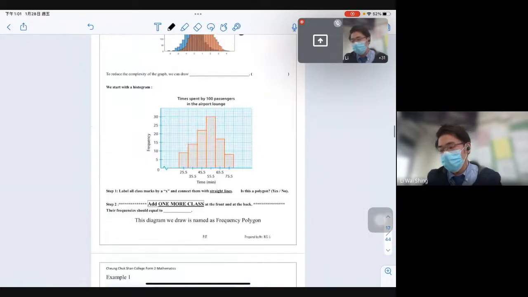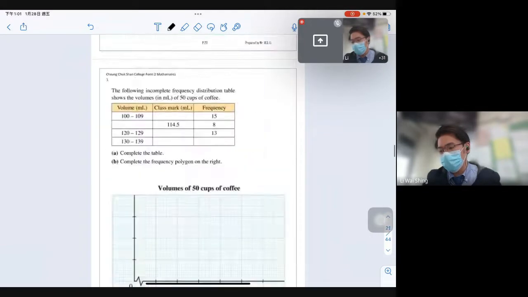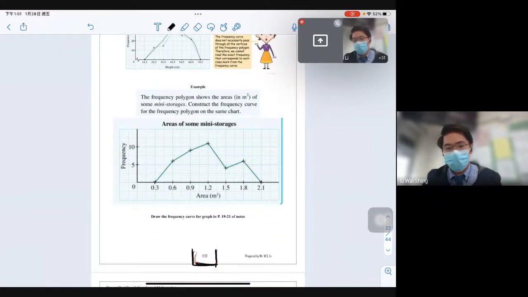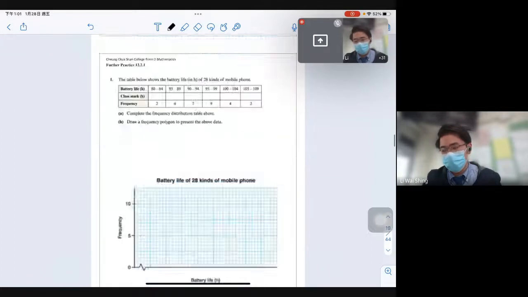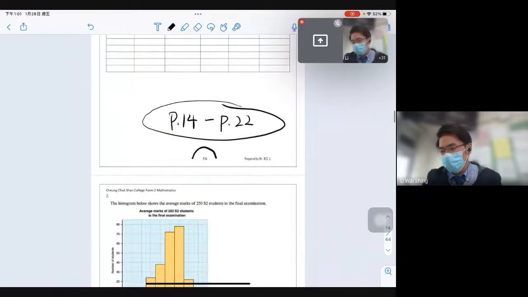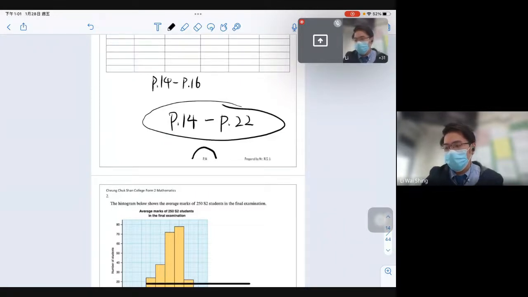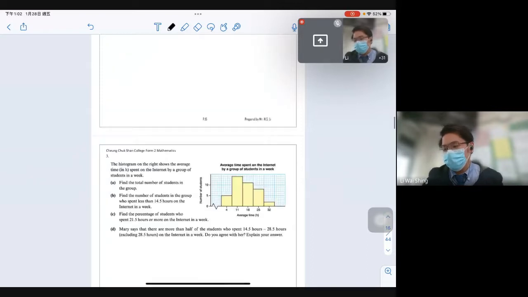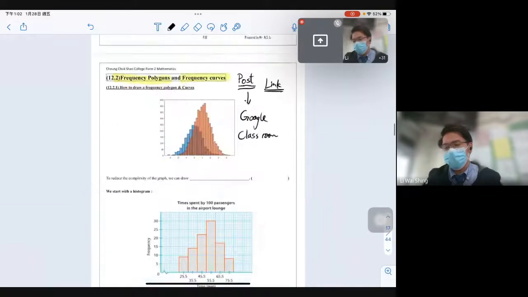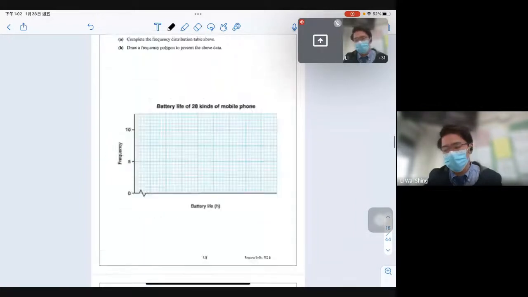Okay, so from page 17 up to page 22, all of them are self-study materials. Okay, so from page 14 to page 16 is your classwork on histogram. From page 17 to page 22 is a pre-lesson work. It won't be very much. It won't be that much. Plus, there are a lot of notes there. This kind of pages, all of them are notes, so you don't need to do much.